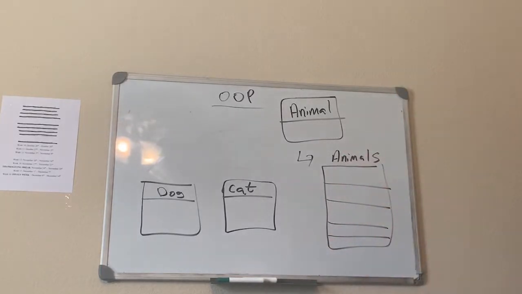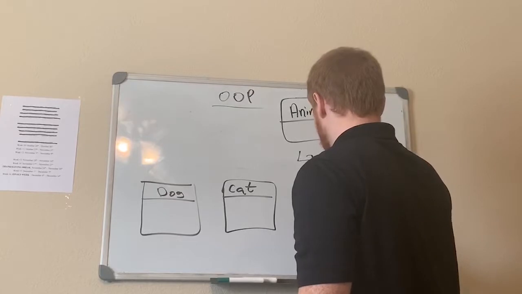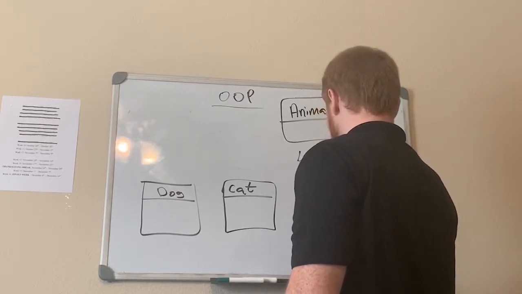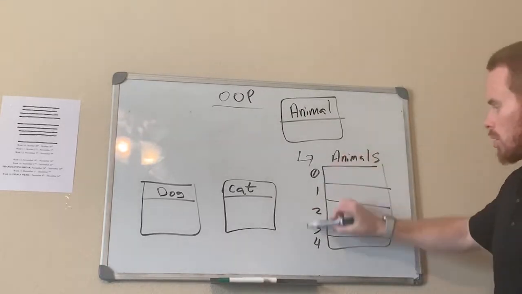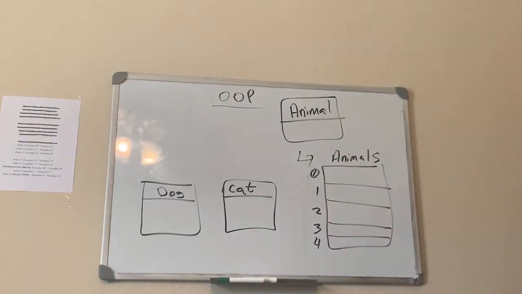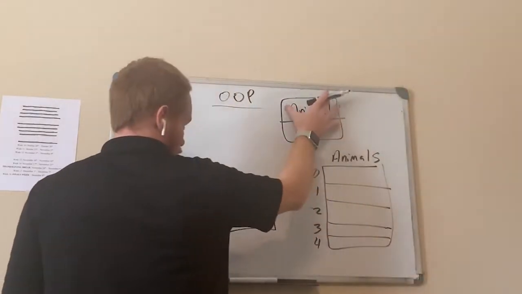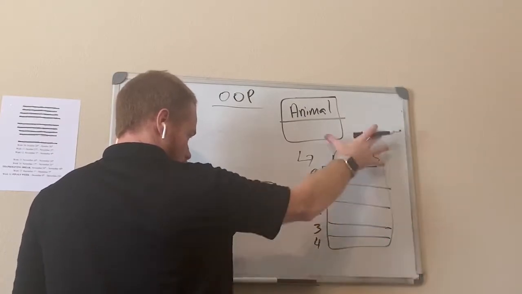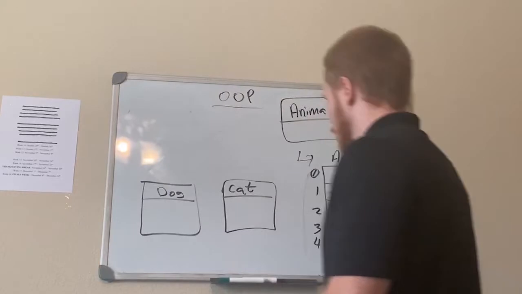So array is a collection. It is a data structure to hold objects. So if I have this array, and I'll just put some indexes, that way you know it's an array, because an array you can always access by the index. So I have, in my animal class, I've constructed this array of animal objects.